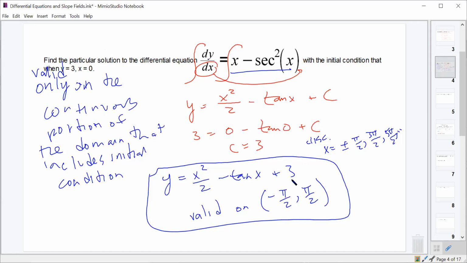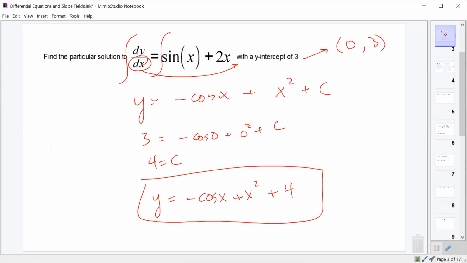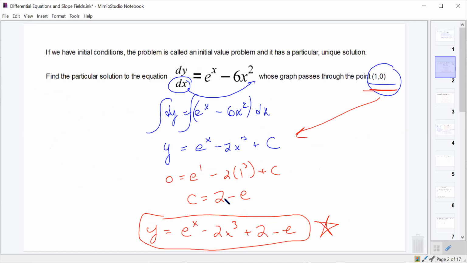Yeah. Okay. So you always got to choose only the continuous portion of it that includes the initial condition. That's where it's valid. It's an important little point to these differential equations. And for the last ones, we didn't have to worry about it because there were no discontinuities, right? No discontinuity, no discontinuity. Didn't have to worry about it.